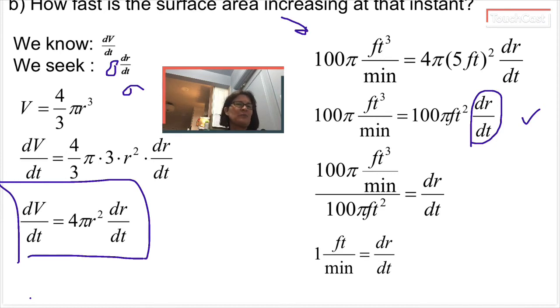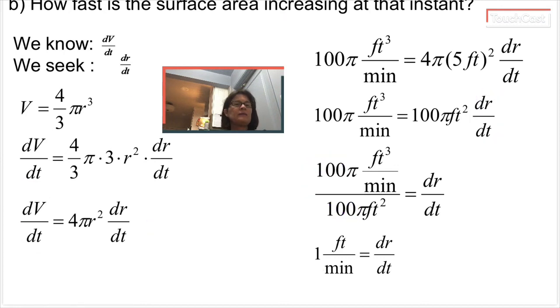Notice dr/dt is getting multiplied by 100 pi feet squared, so I'm going to divide both sides by 100 pi feet squared. My hundreds cancel, my pi's cancel, and I have cubic feet per minute divided by feet squared. That leaves 1 foot per minute. So the radius is increasing at 1 foot per minute.